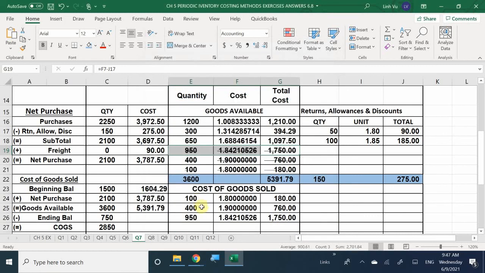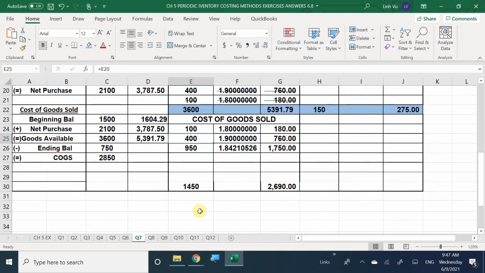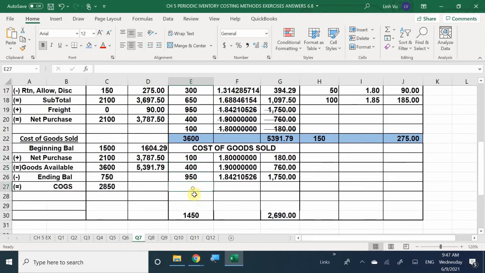All right, so we have 3 batches left, right? We got 1,200, 300, and 650. How many more items do we need to keep selling? We're only at 1,450. You need 1,400, right? Yes, we need about 1,400.